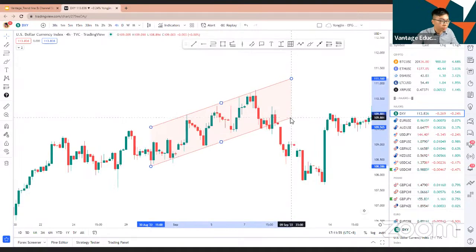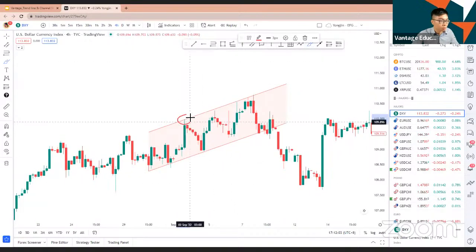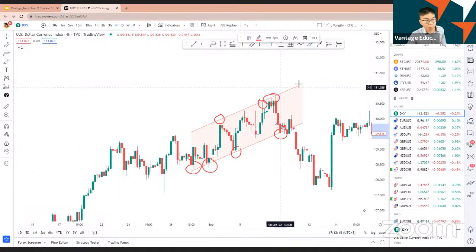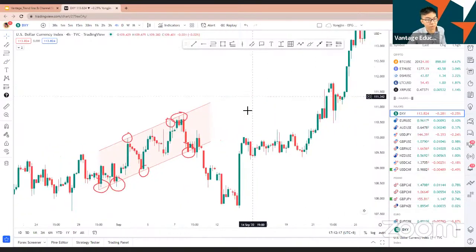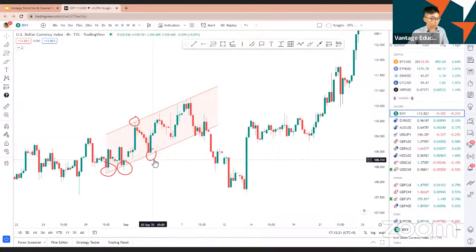Let me draw it with a best fit line. Adjust it properly. So what you get, 1 touch, 2 touch, 3 touch, top, bottom, 1, 2, 3, 4. You should have at least 2 touches, top and bottom of your channel. So let's draw these two using a trend line to add confluence together.